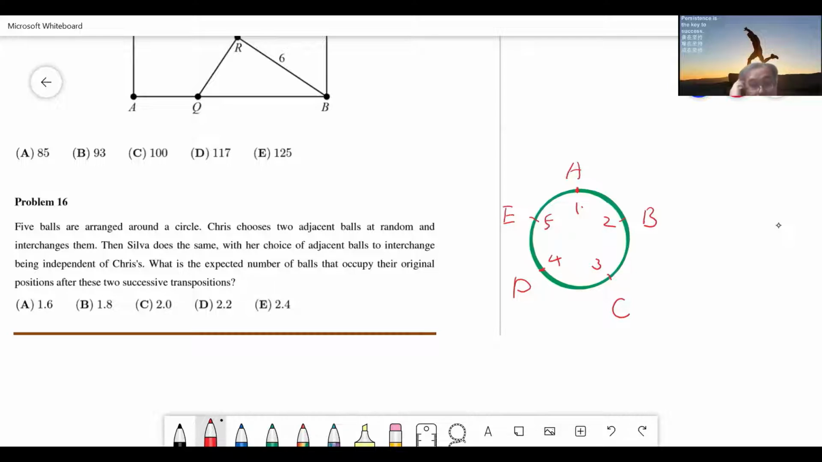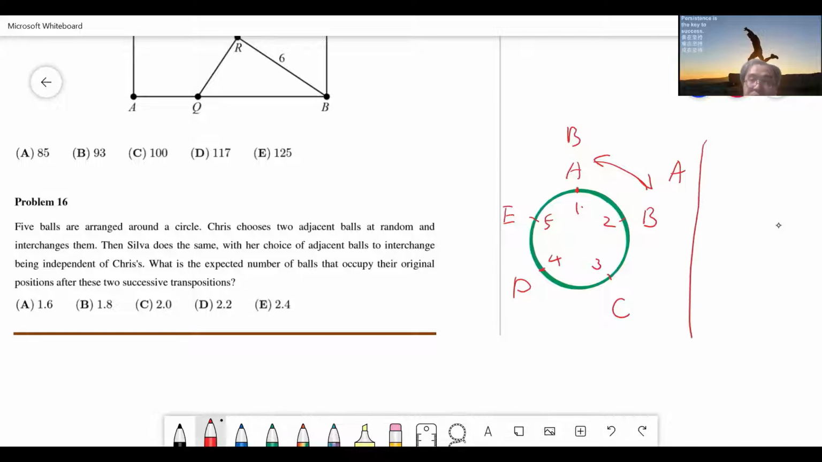Without losing generality, we can just let Chris pick ball A and ball B and do the interchanging as B and A. So this is the first interchanging, right? Then Silva does the second one. Silva has a few cases.